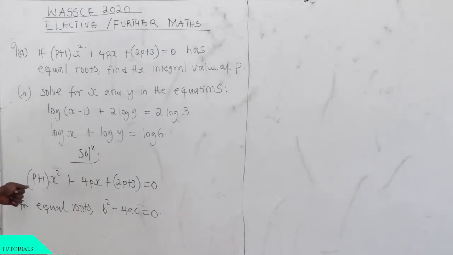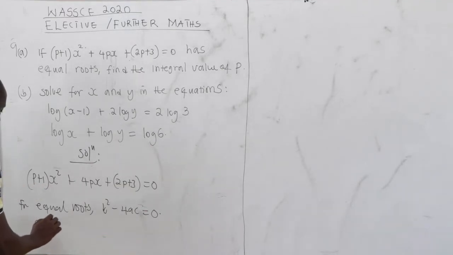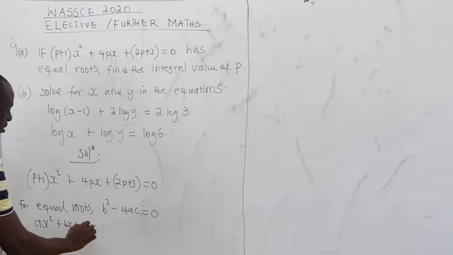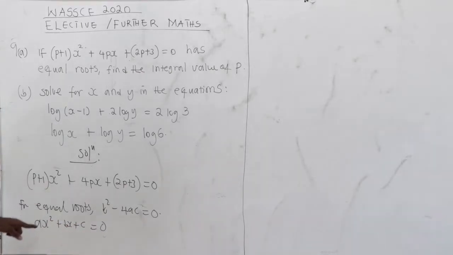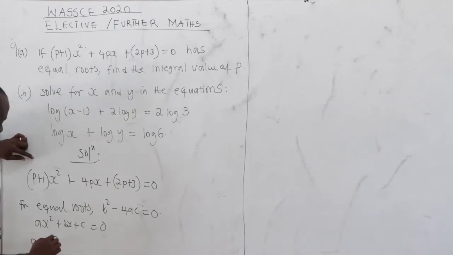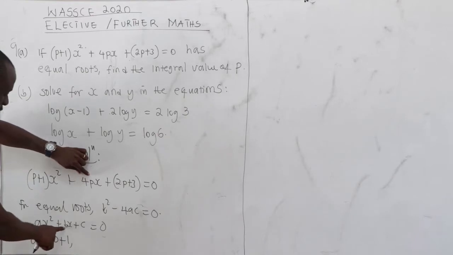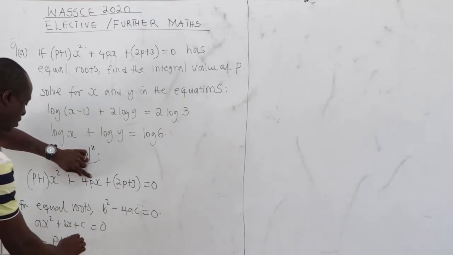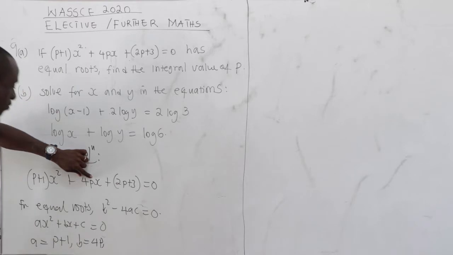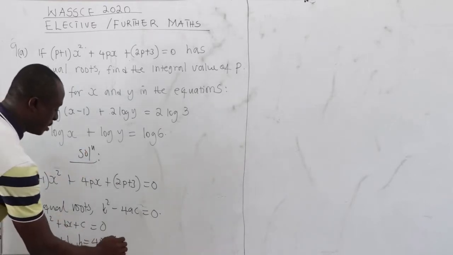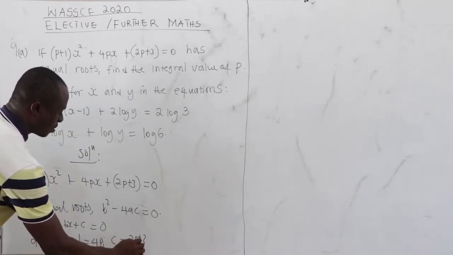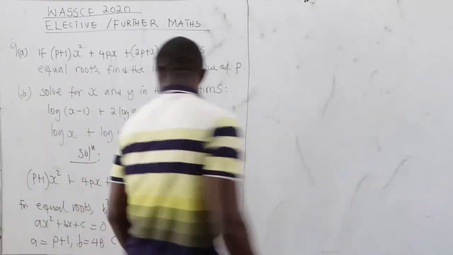Now comparing this with the standard quadratic equation, we know that it is put in the form ax² + bx + c = 0. So what is in front of the x², which is a? Our a is p + 1. Now our b, what is in front of the x, is 4p. And then our c is equal to 2p + 3. The constant term is that.